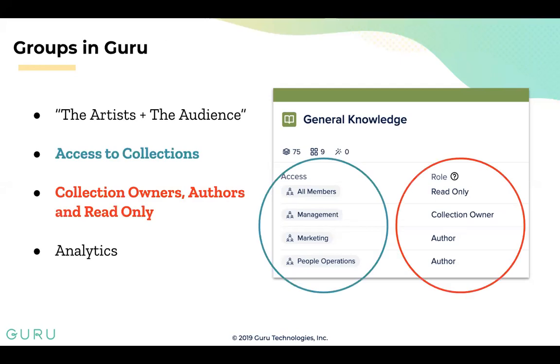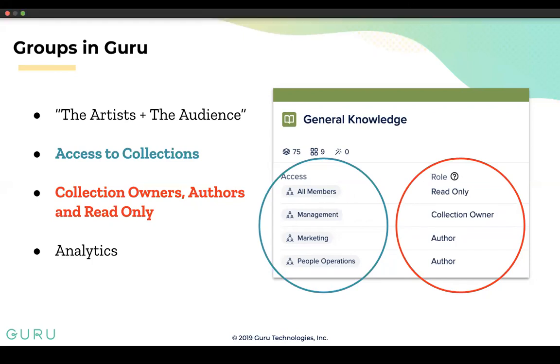Just as we think about collections as the festival, groups are the artists and the audience. You can see that we have 3 different permission levels: collection owner, author, and read only. Those groups can also be the only ones who see the collection at all. You can remove all members as a group from the collection and just have these different groups that you have designated be the only ones who can even see the information.